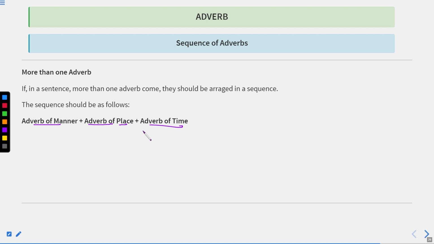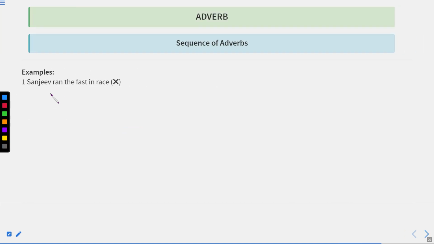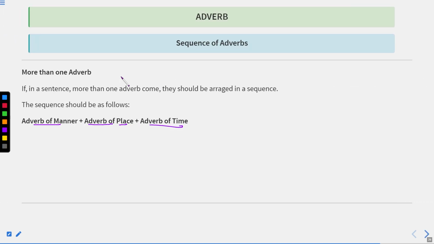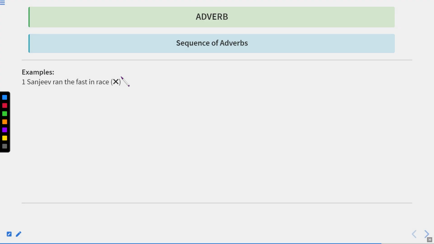Okay. Now let us move to the next one. Here, the sentence is, Sanjeev ran the fast in race. Sanjeev ran is the verb, in race is place and fast is manner. But the position is changed. Why so? Because we should have adverb of manner first and then adverb of place. The correct sentence should be, Sanjeev ran fast in the race. Now you can see ran is the verb, fast is the manner, and in the race is the place.